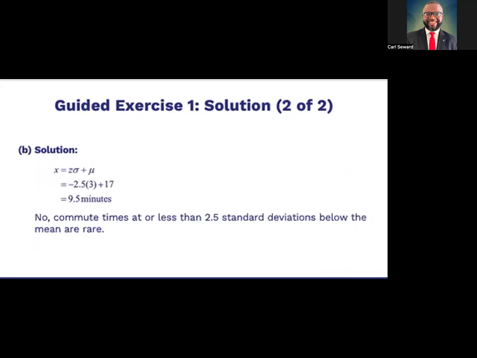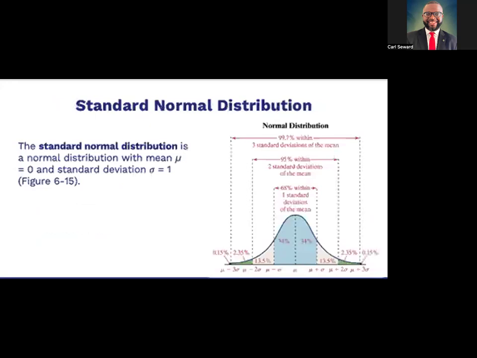And similarly, plugging that in, the z-score, oh, I put the wrong z-score in there. No commute time at or less than 2.5 standard deviations below the mean, so that's 9.5 minutes. So no, that's right. The good news is I won't ask you a question to convert the z-score to the raw score. I won't be asking you that, but this is a good formula to know. And then you'll see I'm going to continue to talk about this standard normal distribution curve.